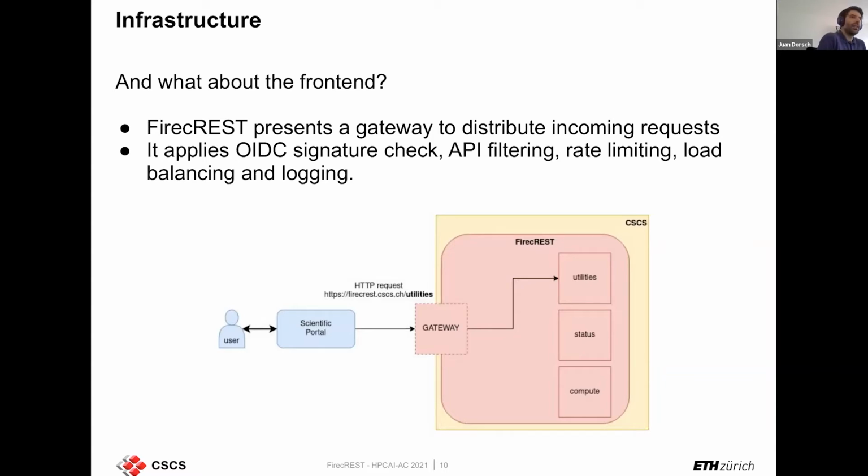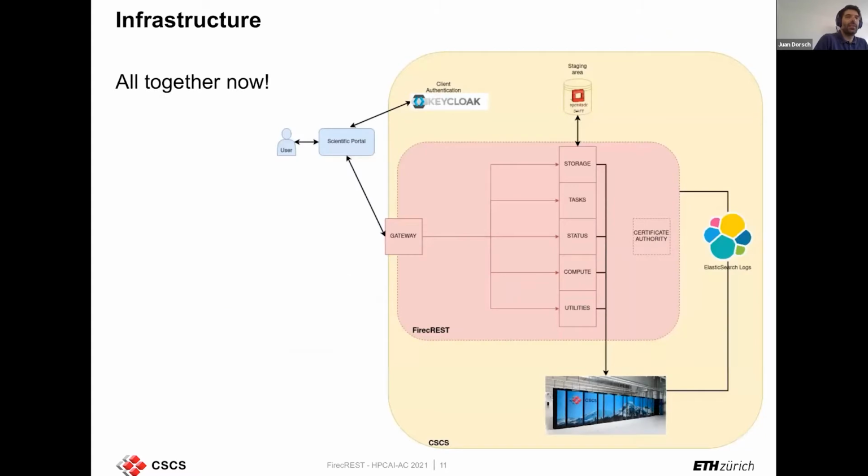It also provides the checking of the OIDC signature, because maybe you can connect FireREST with another OIDC token, but if it's not signed by the certificate of the OIDC server that issued the token, then it won't be able to enter FireREST. We also provide in the gateway rate limiting, load balancing, and logging, because we log everything on FireREST. And you can see that the whole picture of all of this is something like this.